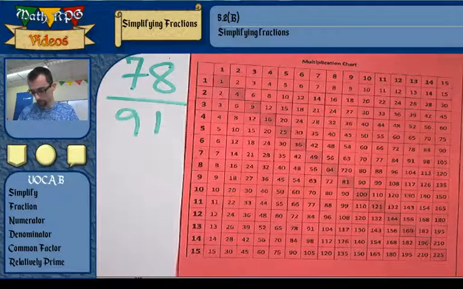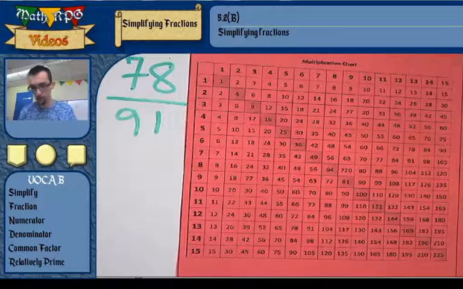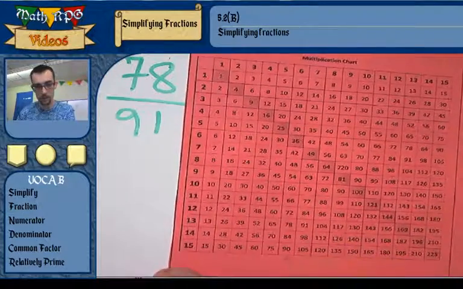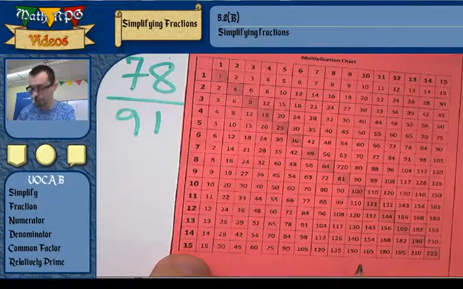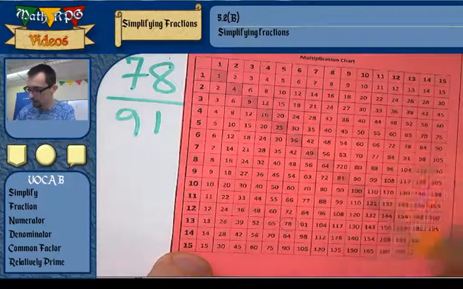So I'm going to look in my table. I'm going to look for the numbers 78 and 91, and it's always best to look from the bottom, from the largest numbers, and work your way up. That way, the first thing you find will be the greatest common factor, not the least common factor. Right? So I'm going to look for the number 78.